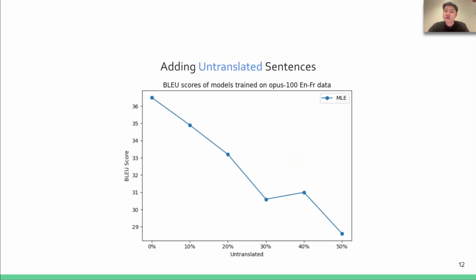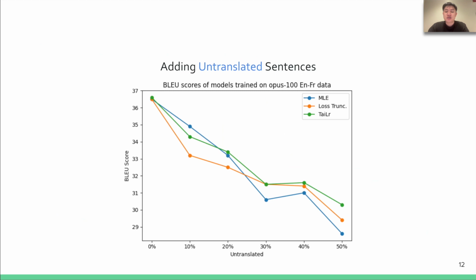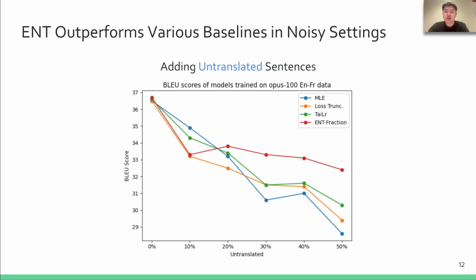Furthermore, we inject various amounts of noise into a machine translation dataset. We find that the performance decreases a lot as we inject more noise when using the maximum likelihood objective. Existing work based on filtering high loss training data only yields minor improvements. Our method, Error Norm Truncation, achieves the best performance, especially at higher noise levels.